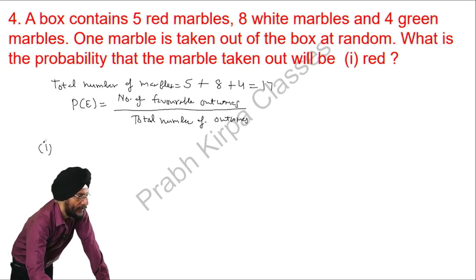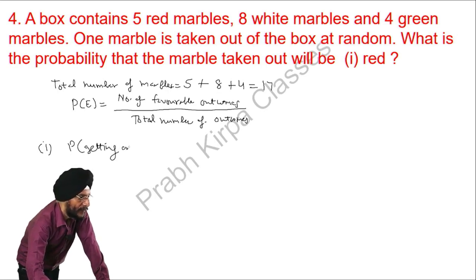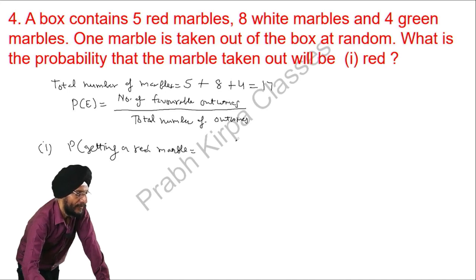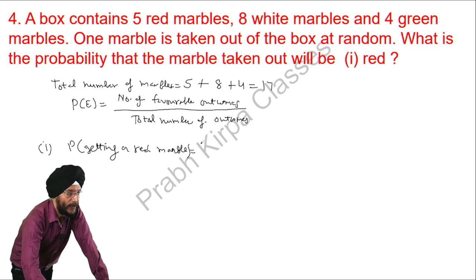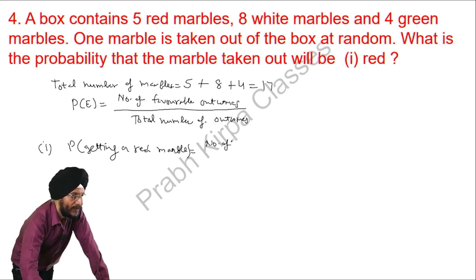So now we will first deal with the probability of getting the red marble. It will be equal to the number of favorable outcomes. Number of favorable outcomes means the number of red marbles. It will be divided by total number of outcomes. Total number of outcomes means total number of marbles.